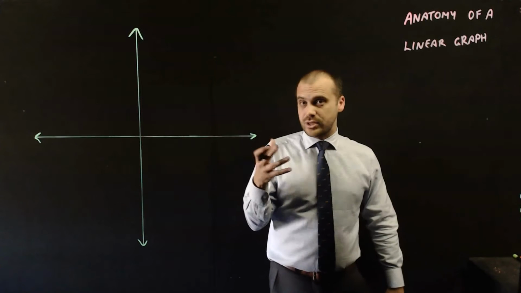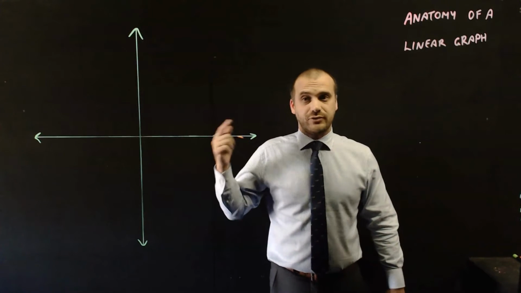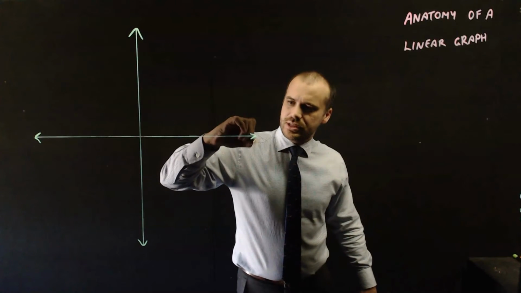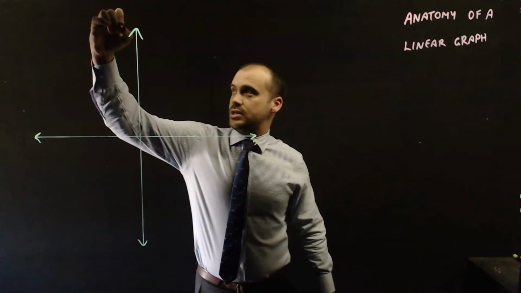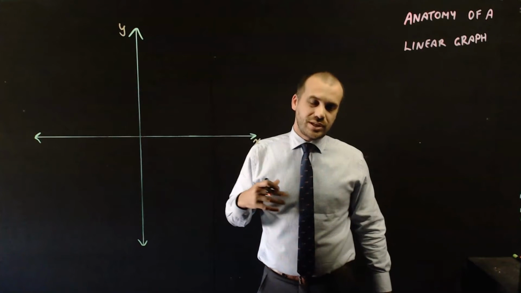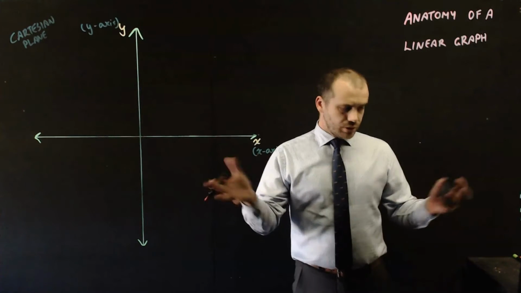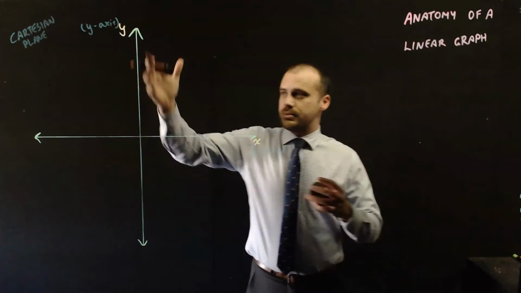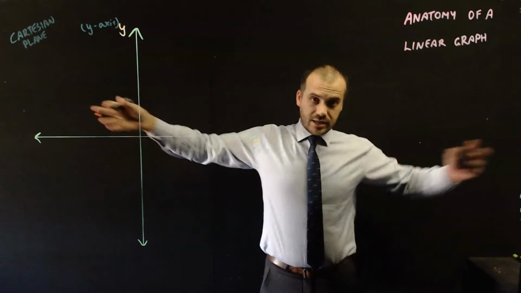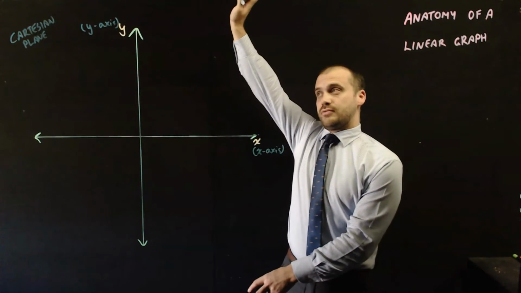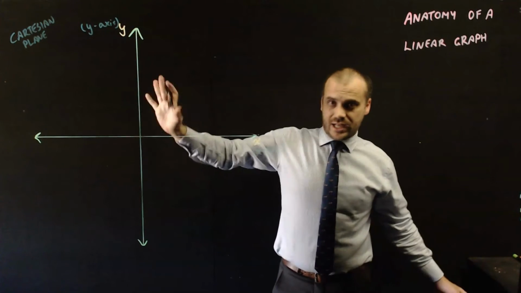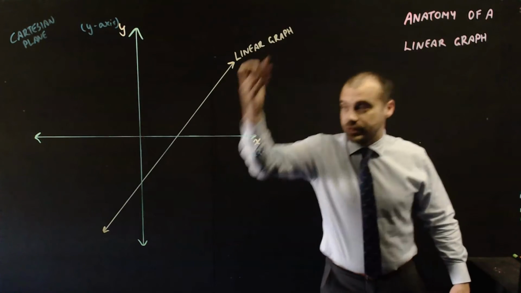Before we get to the linear graph, we need to get to where the linear graph lives. This is where the linear graph lives. This is the x-axis, this is the y-axis, and all together they make up something called the Cartesian plane. So an important thing to understand is that these arrows mean that these lines go on forever and ever. The x-axis is infinitely long, the y-axis is infinitely long, and the Cartesian plane is an infinitely sized flat surface.